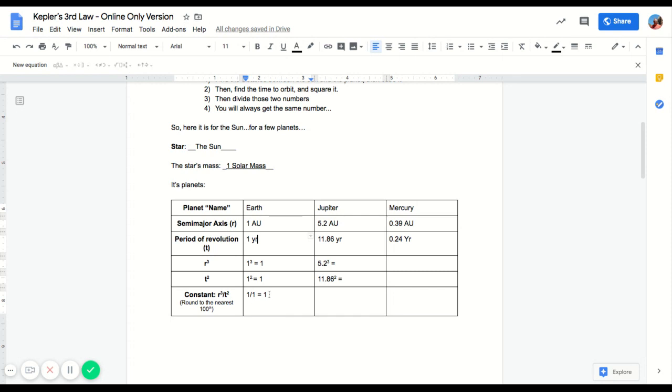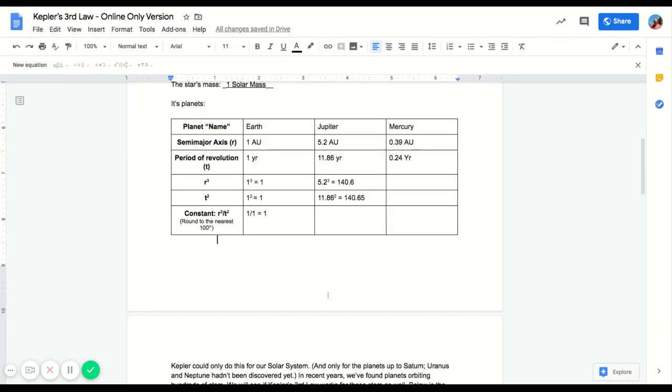So I should find for every planet, since it says a constant, if I do this, I'll get the same value. So here I'm going to do it for Jupiter. So 5.3 is the distance. I'm going to cube that. Or sorry, 5.2. So 5.2 cubed gives me 140.6. Then I'm going to square 11.86, and I get 140.65. And down here, I'm just going to divide those two numbers.